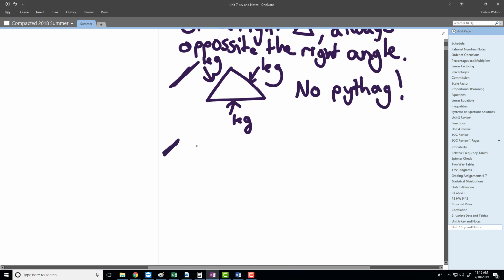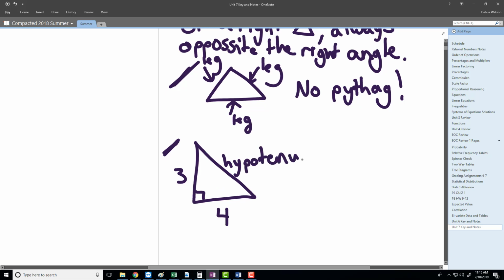Here's another example. We have a right triangle. Some right angle. You know, this one's 3 and this one's 4. We have to identify which ones are the legs and which one is the hypotenuse. Well, the hypotenuse is always directly across from the right angle. So the hypotenuse is the longest side as well. It's this one. That's the hypotenuse.